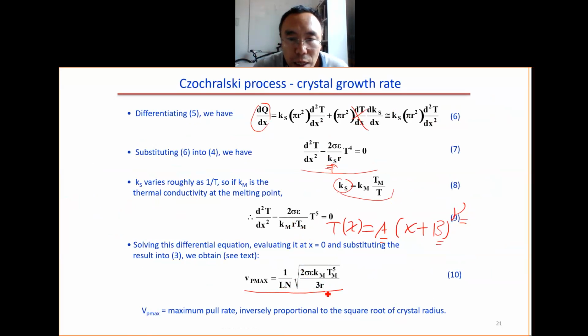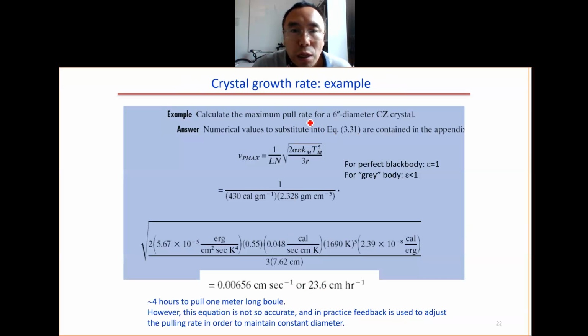So here you can see that the larger the diameter, the smaller the pulling rate. This makes sense. L is the latent heat, and rho is the density. Now we can have an example to do a little calculation. We want to know the maximum pull rate for a 6-inch wafer, so we use this formula here. The latent heat is given here: 430 calorie per gram. The density is 2.328 gram per cubic centimeter.